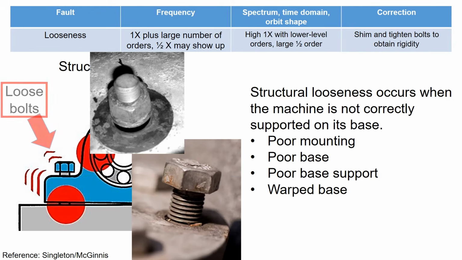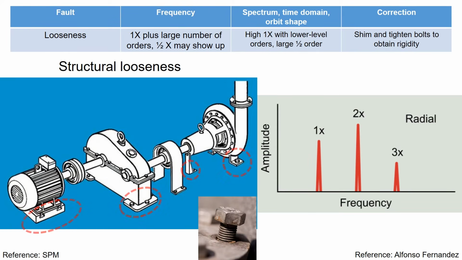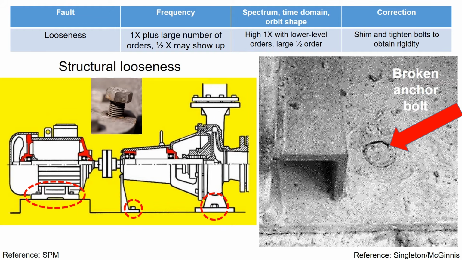Of course, the primary cause of major issues often stems from loose bolts. Structural looseness can result in elevated vibration at frequencies such as 1x, 2x, 3x, and beyond. Indeed, it is crucial to examine structural looseness when there is a noticeable upward trend in the frequency spectrum over time. So, conducting a thorough inspection of the base bolts is essential. Structural looseness can manifest in various ways, including examples such as broken anchor bolts.